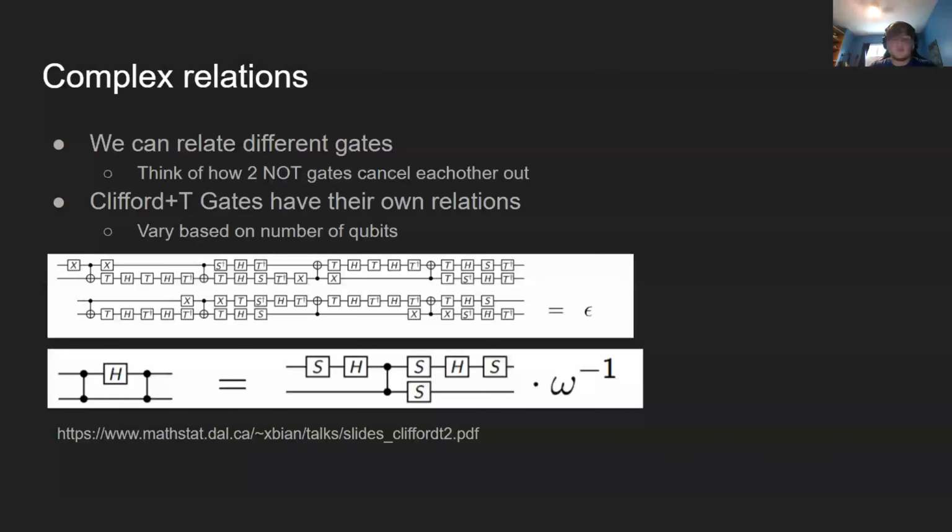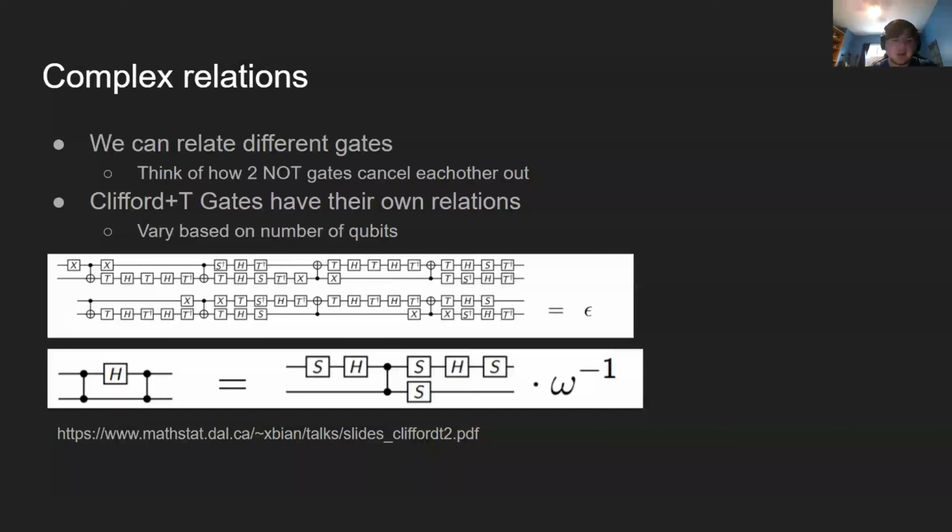So the idea of relations between gates is fairly intuitive. Think of how 2 NOT gates cancel each other out and they essentially act as the identity, right? So that means if you see 3 NOT gates, or any odd number of NOT gates together, you can just replace that with 1 NOT gate. And the circuit has gotten significantly simpler. Similarly, if you have an even number, you can just take them all out.